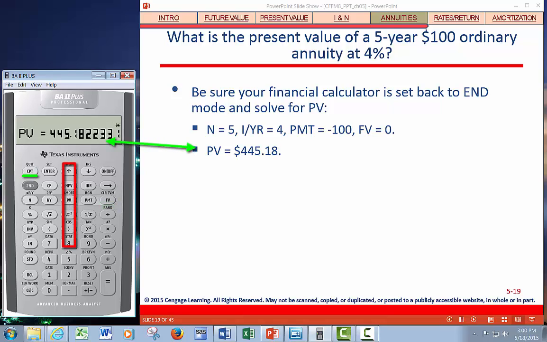And I see that I get $445.18. Since this problem has the payment as a negative number, you could imagine that this question is asking how much money do you need to borrow today for a 5-year loan where you only want to make $100 payments for 5 years at 4% interest.